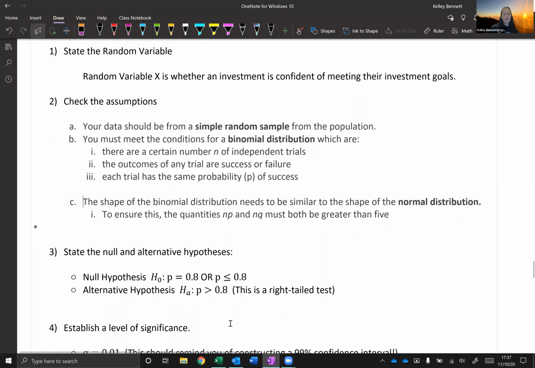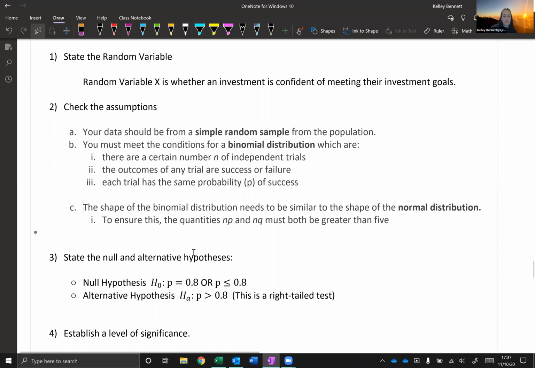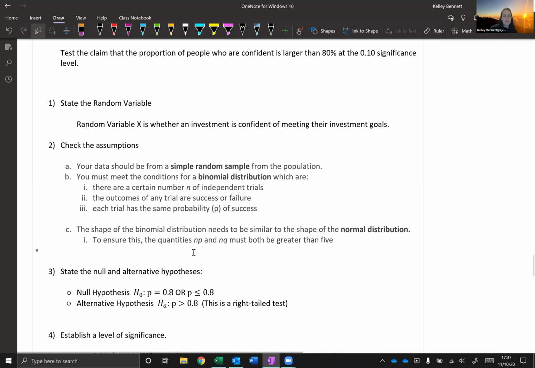I want to introduce to you a variation on the notation that we've been accustomed to of late. The alternative hypothesis is the thing that we want to test, the thing that we want to show. Let's go back and see what it is. Test the claim that the proportion of people who are confident is larger than 80%. So my alternative hypothesis should be p bigger than 0.8. That's telling me, first of all, it's a right-tailed test, which I need to remember.